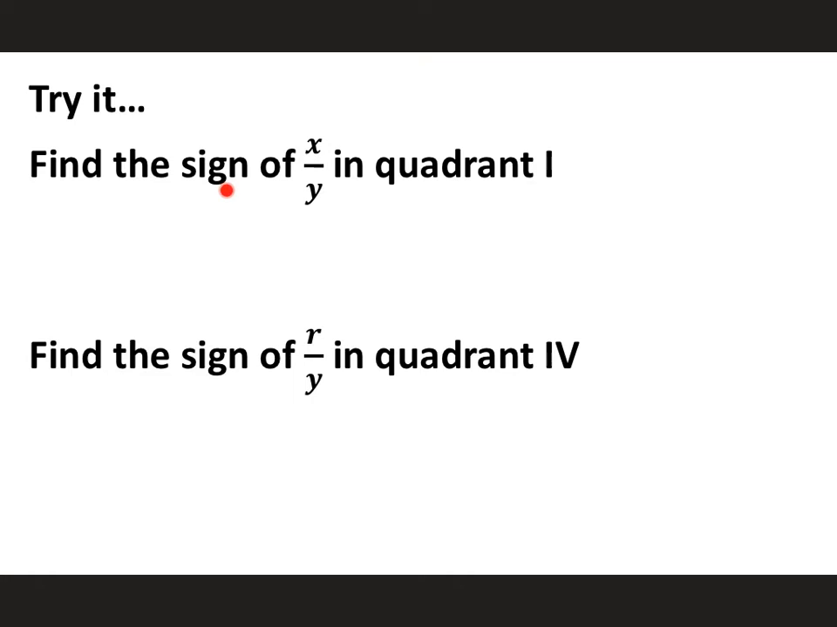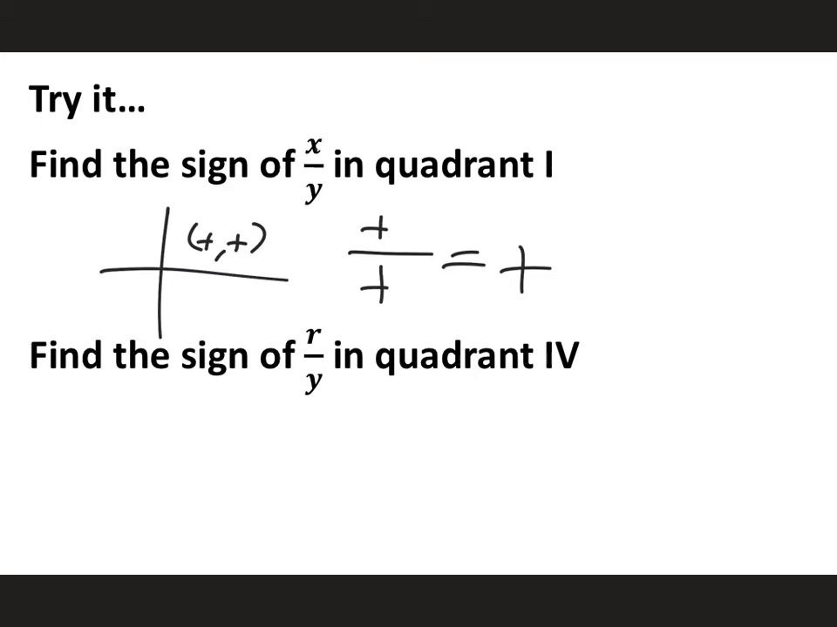Okay, so let's talk about this. It says find the sign of x over y in quadrant 1. In quadrant 1, that's this quadrant up here, we have a positive comma a positive. What does that mean? That means x is a positive number over y is a positive number. A positive over a positive is going to result in a positive.